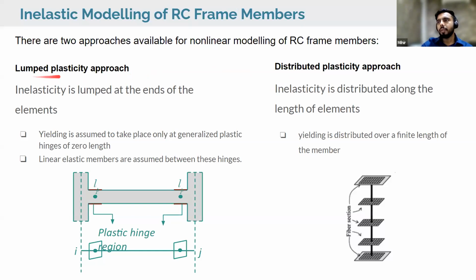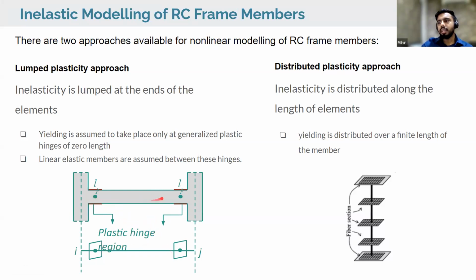If I talk about the lumped plasticity approach, here the inelasticity is lumped at the ends of the elements. Suppose I have this beam element, we are assuming that yielding takes place only at generalized plastic hinges of zero length, which are at these locations. And other than that, linear elastic members are assumed between these hinges. So I want that nonlinearity to be modeled. In lumped plasticity, I am assuming the nonlinearity is taking place at these locations while the linear model is present in between.